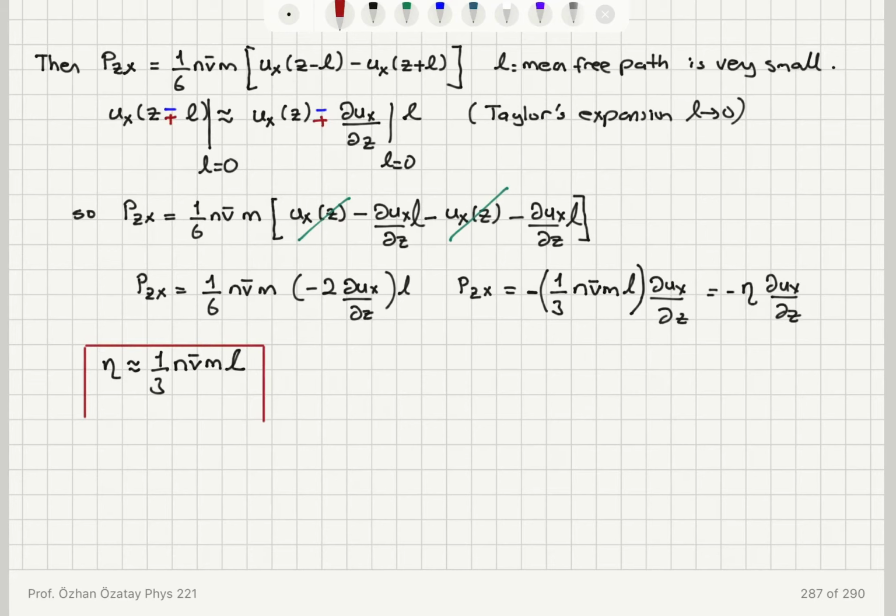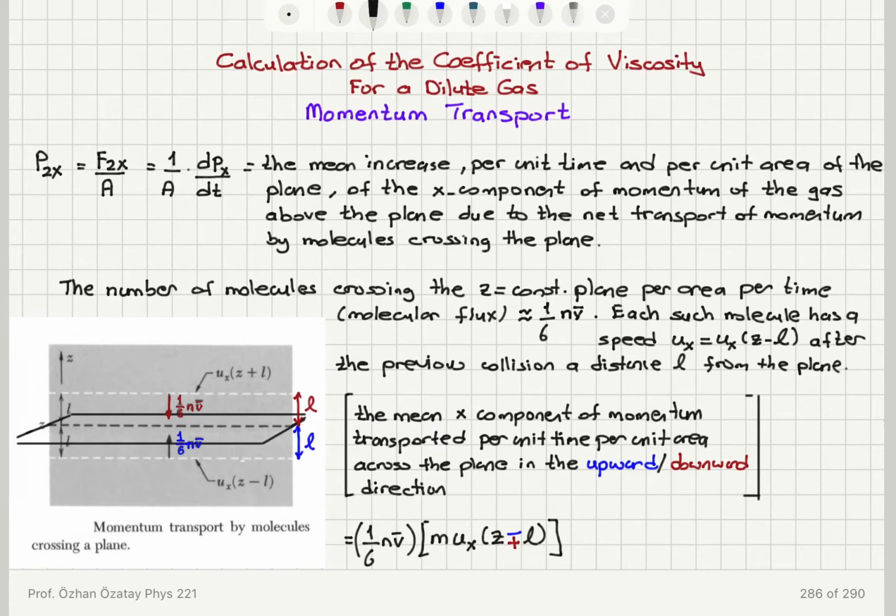And we have also found out that indeed this tangential stress Pzx is proportional to minus the gradient of the tangential speed with respect to the z axis, with respect to the depth of the fluid. Alright, so we're trying to calculate or estimate the coefficient of viscosity for a dilute gas.